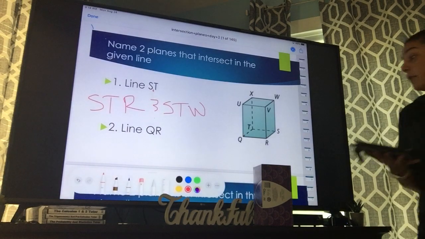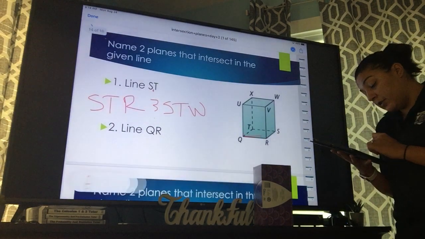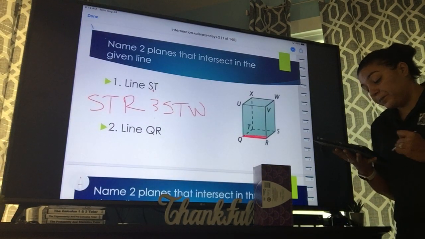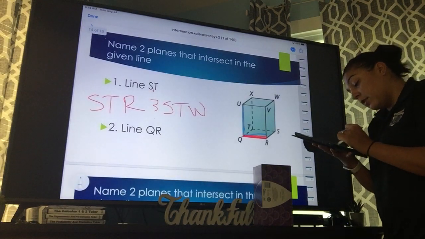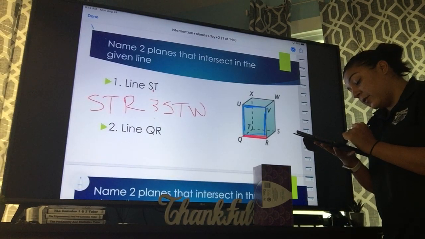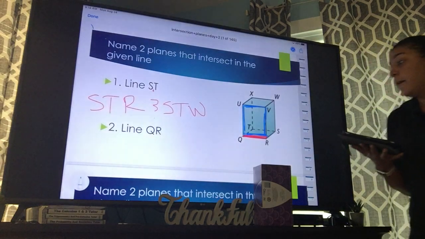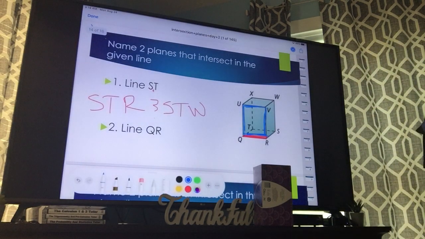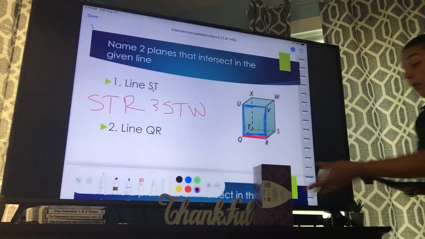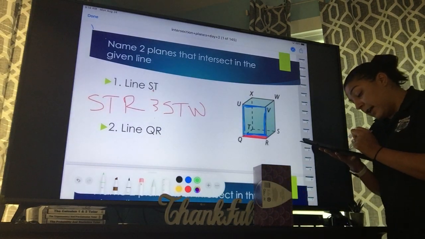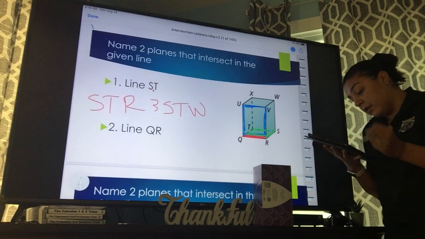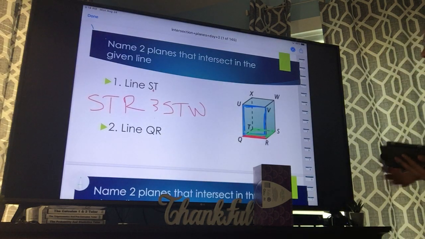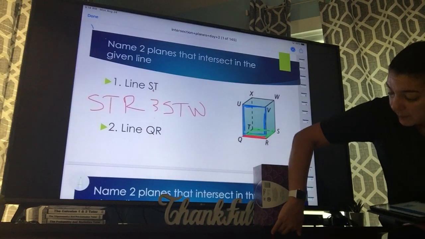Okay, QR. So first thing, find QR on here. So QR is right here. Okay, we need 2 planes that are going to be touching that. So our first one, we can say QR UV would be this front one. So we know the front one's touching, and then we got to do the back one, and it's going to be this bottom one. Okay? So it's going to be the front and the bottom this time.